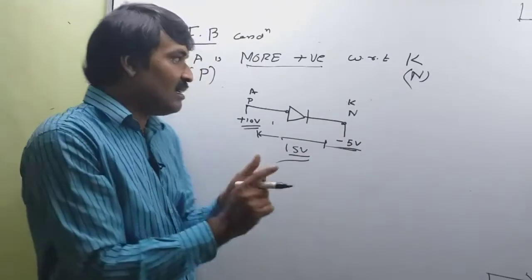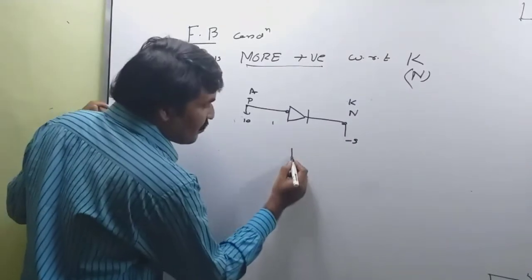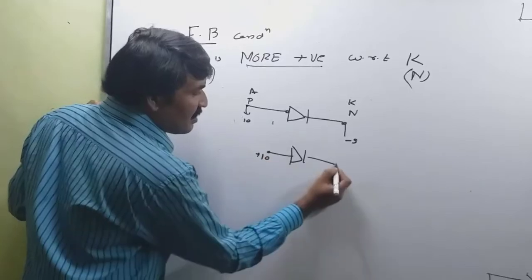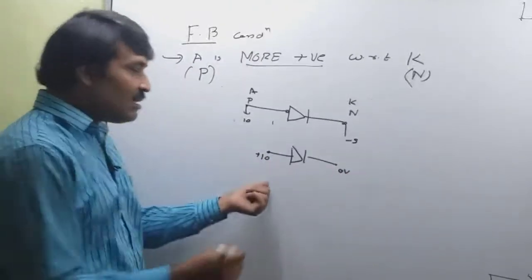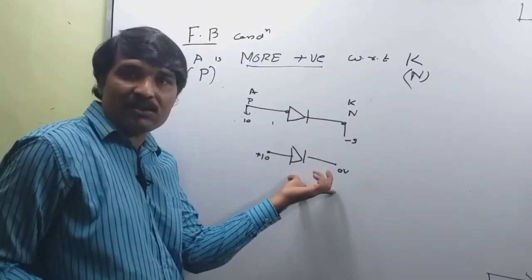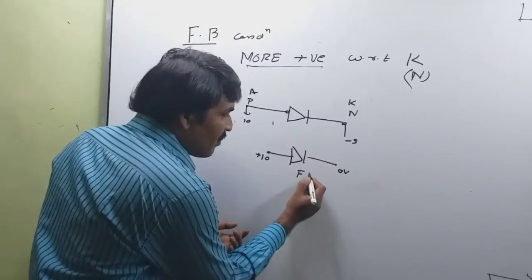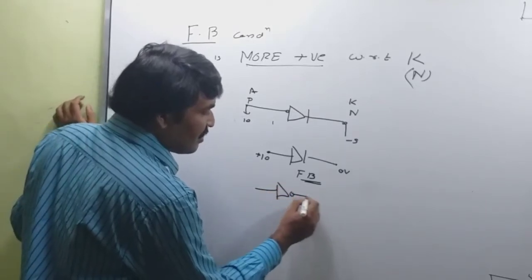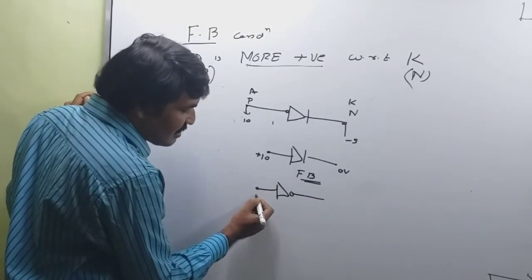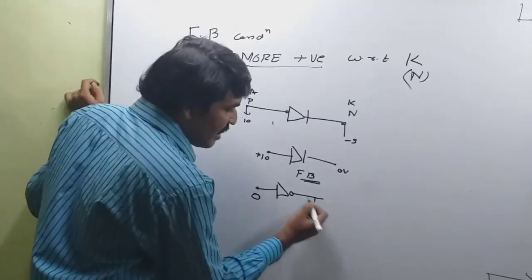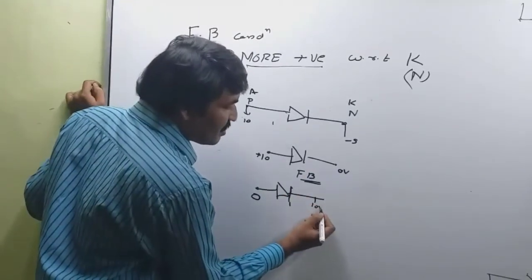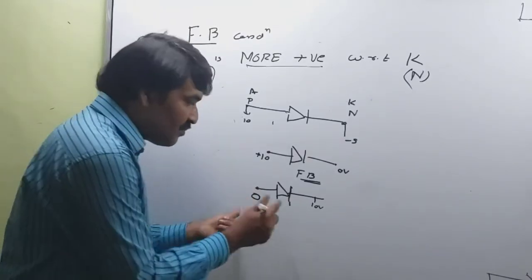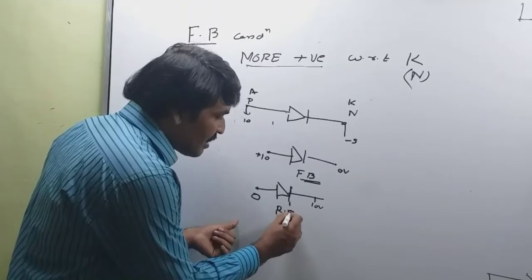Forward bias condition. Now I am drawing another figure. I am applying plus 10 volt here, and here it is 0 volt. Here the anode is more positive with respect to the cathode, so this is forward biased condition. Now let us consider another figure. In this figure I am giving 0 volt to the anode and 10 volt to the cathode. So here the cathode is more positive with respect to the anode. So this is reverse biased condition.